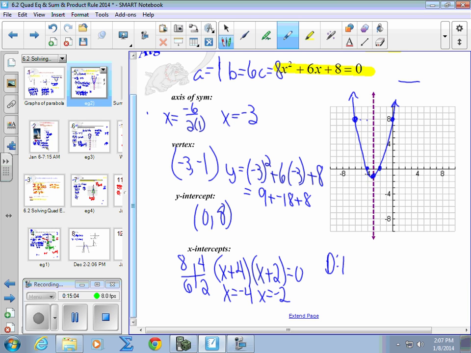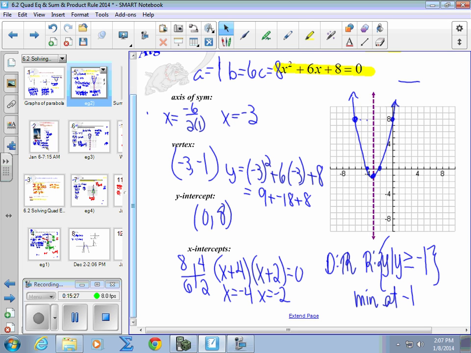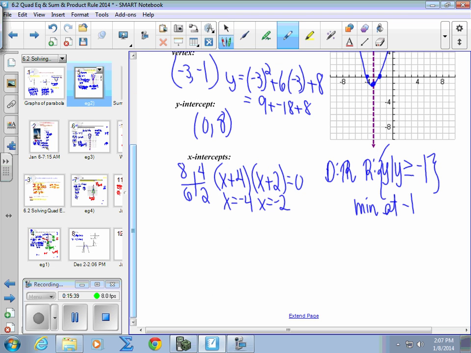The domain is made up of all real numbers. The range is y such that y is greater than or equal to negative 1. It has a minimum value at negative 1. They are x-intercepts, and so it's really negative 4 and 0 you're graphing, negative 2 and 0 you're graphing.